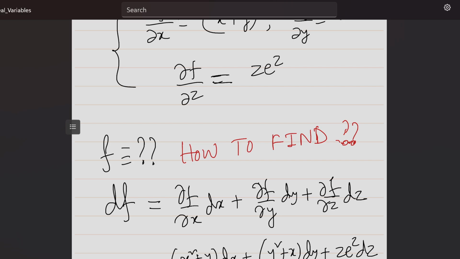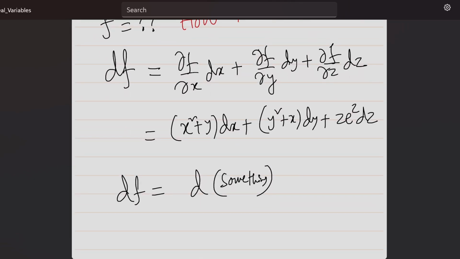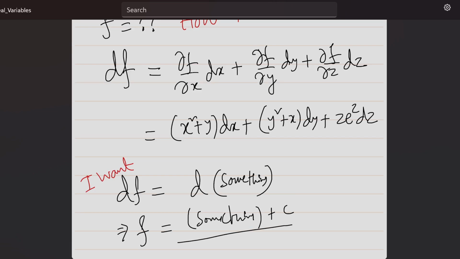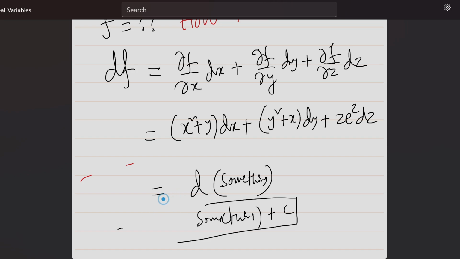So I will write df as d of something. Why will I write like this? Because if I integrate, I will get f directly. Integration by inspection. I want df equal to d of something, because if I integrate, I will get f equal to this something plus another c, that we will find. So I want df equal to d of something. For that I will do some little trick.